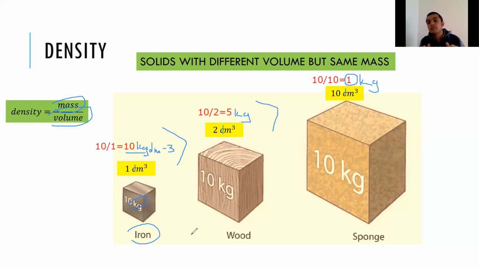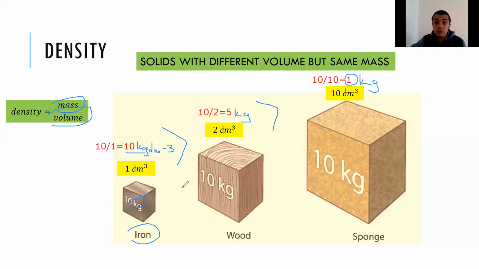And what we need to do? We look at the one with the smallest volume. The smallest volume is going to have the highest density, and the highest volume is going to have the smallest density. That's how we can understand.